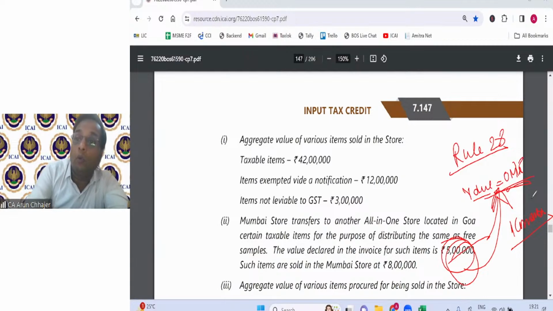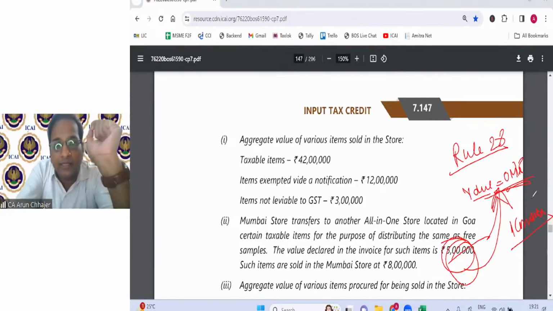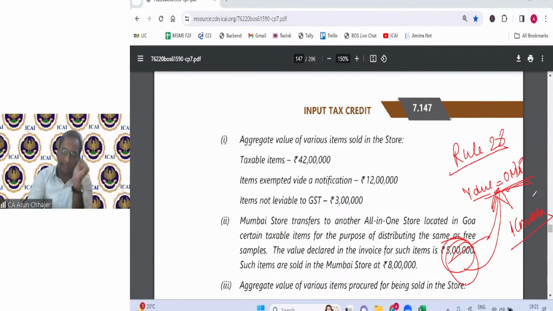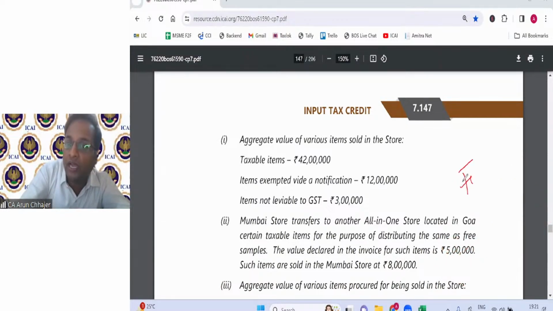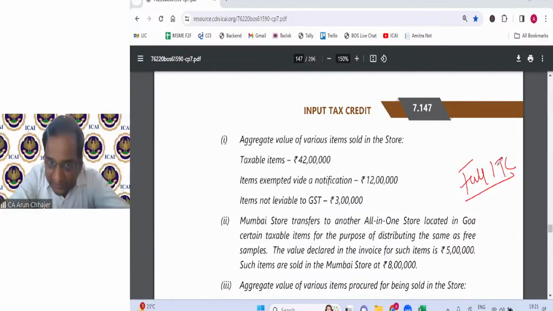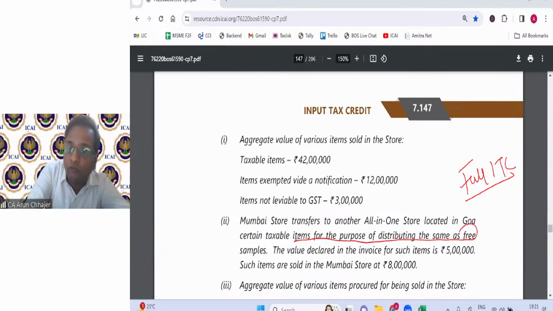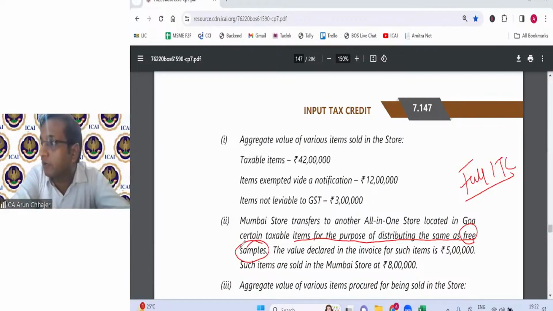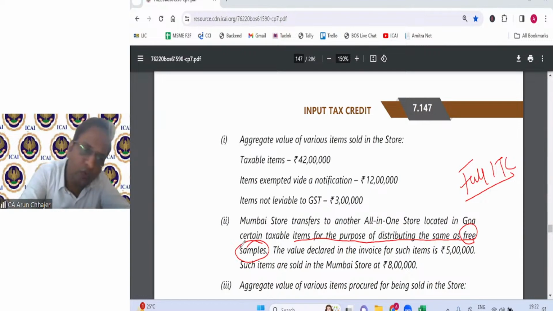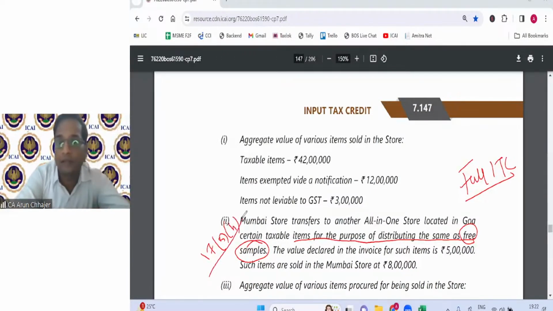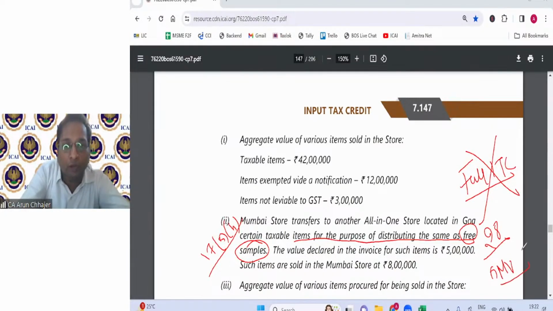In rule 28, we know that if I have declared in the invoice any value between distinct persons or related persons, any value declared on the invoice will be deemed to be the open market value, provided the recipient is eligible for full ITC. In this case, for what purpose have they transferred the stock? Free sample. Can you take the ITC on the free sample? The answer is no. It is blocked in 17(5)(h). So the full ITC is not available. Then under rule 28, you have to take the open market value.